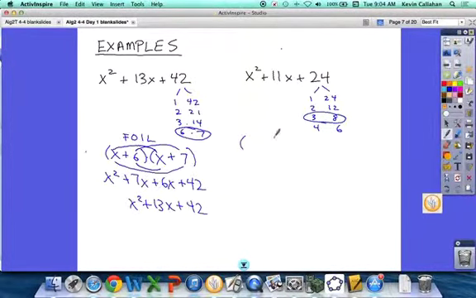Okay, so what goes inside each set of parentheses? Bree? Okay, the first thing is x. And what comes after? Plus 3 plus 8.